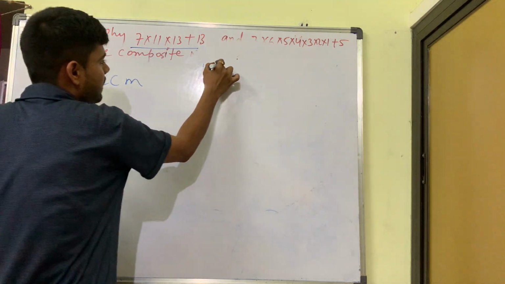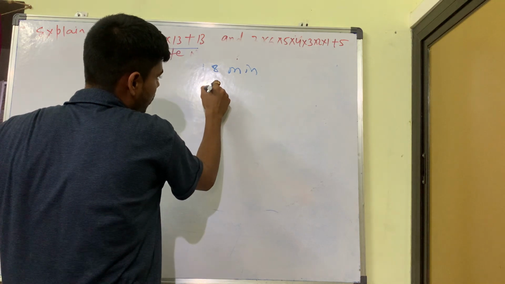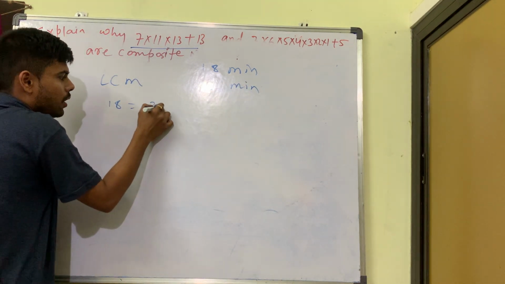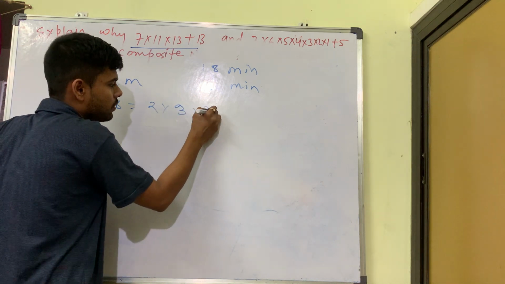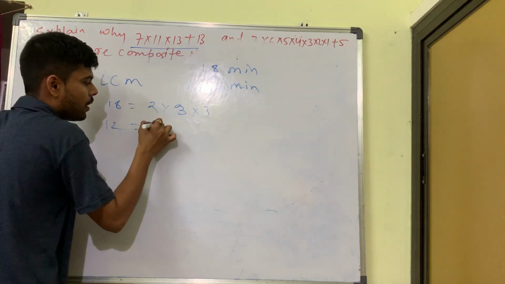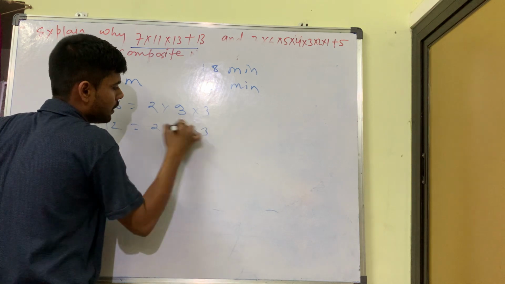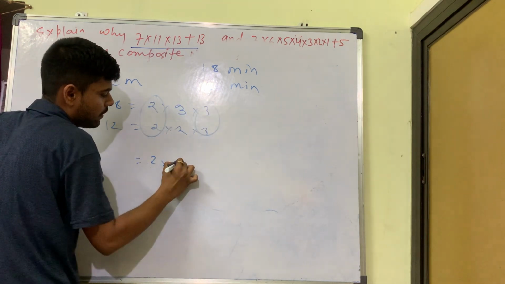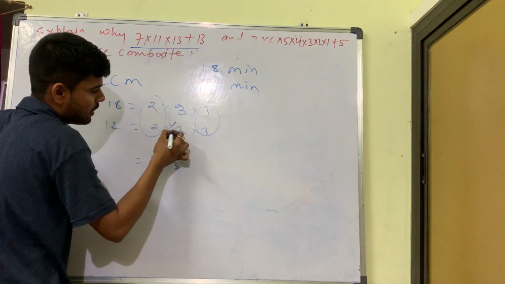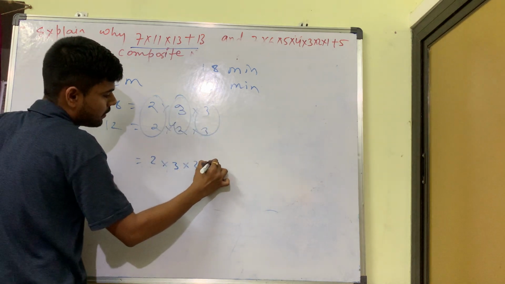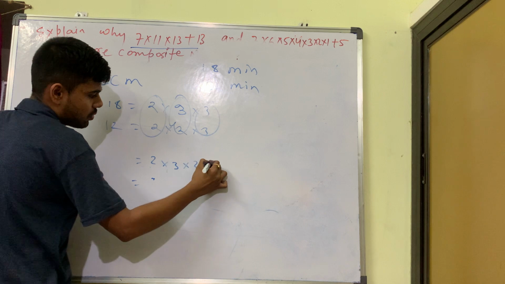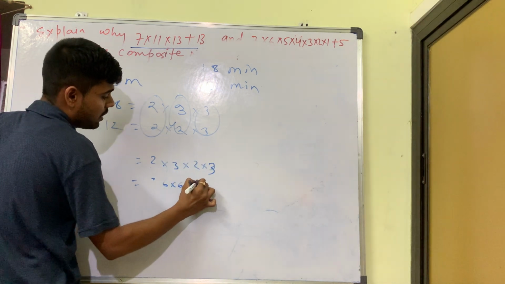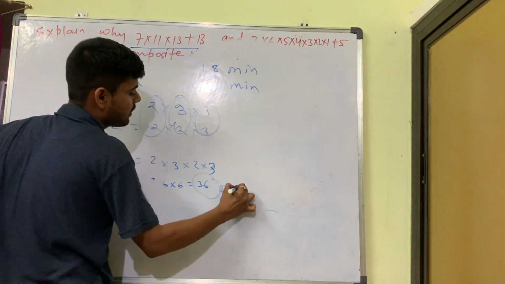So what is given? Sonia 18 minutes and Ravi 12 minutes. So you have to find the LCM. 18 is 2 into 3 into 3. 12 is 2 into 2 into 3. So what is common? 2. What is common? 3. And the remaining ones, both will be written. So 2 into 3 into 2 into 3. So 6 into 6, it means 36. So they will meet after 36 minutes.